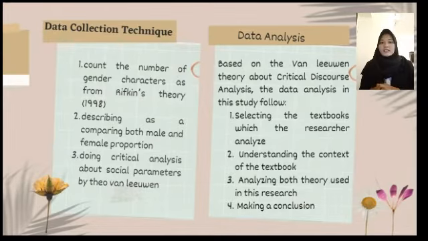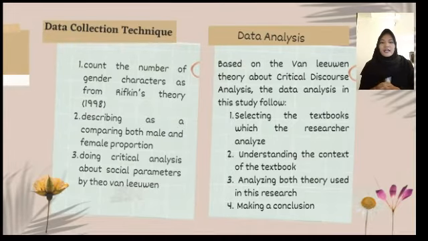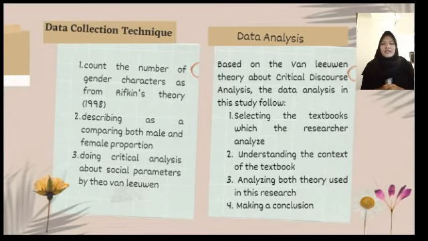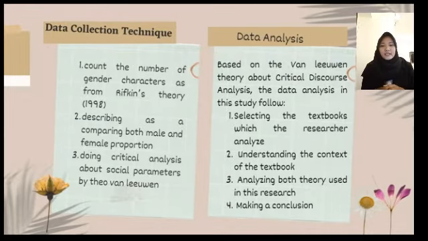The data collecting technique of this research has 3 stages. The first is to count the number of gender characters, as from Rifkin's outline in 1998.